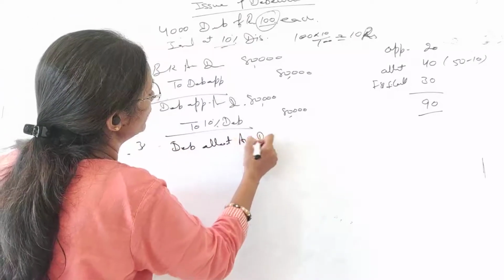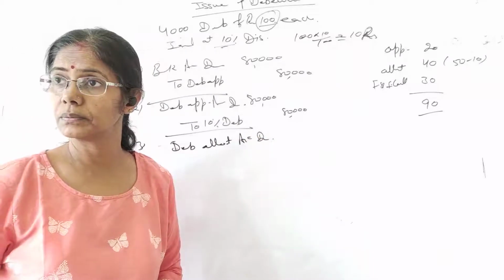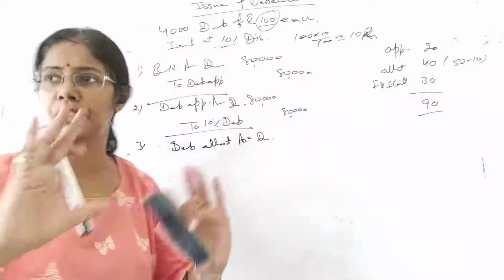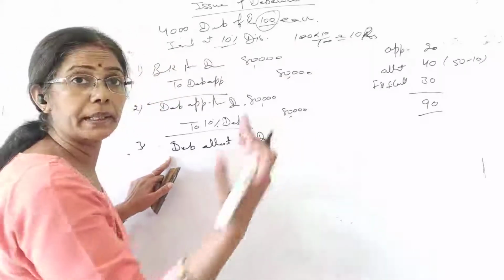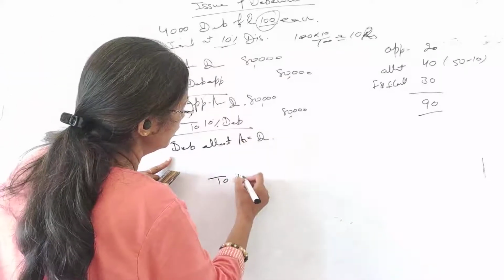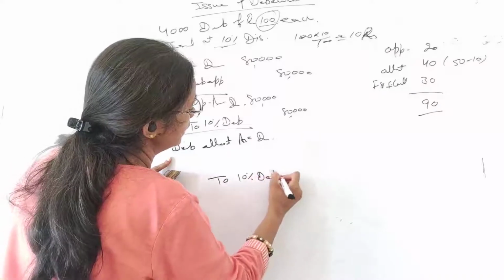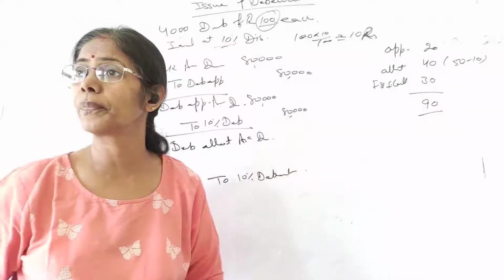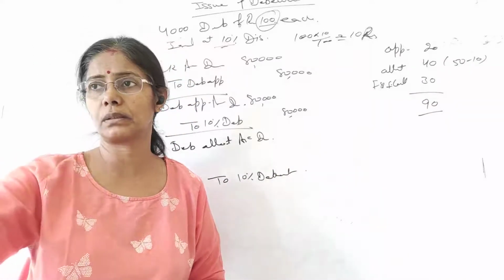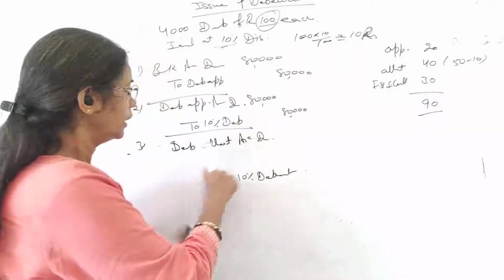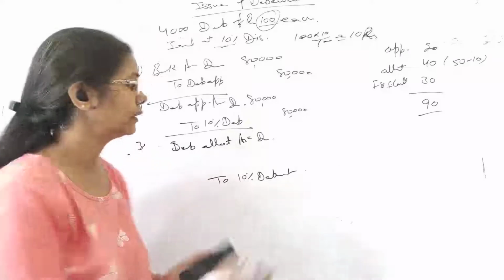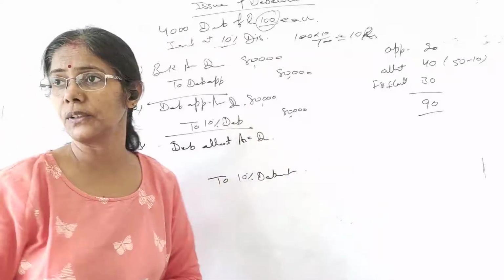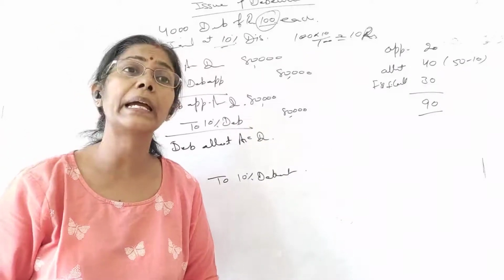Debenture allotment account debit. Debenture allotment, normal entry, without discount. Just tell me the normal entry. Debenture allotment account debit to 10% debenture. Is that okay? Yes, please. Debenture allotment account debit to 10% debenture. Right? So what comes in the debenture first? What will come in the debenture?